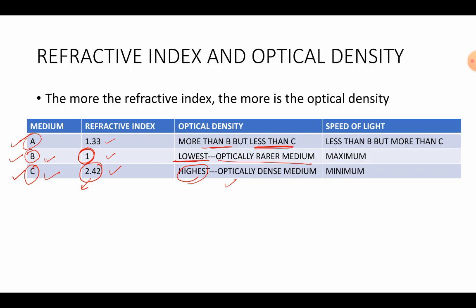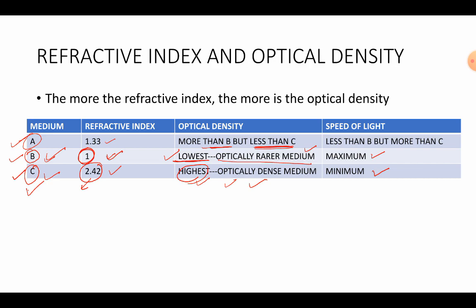Now, we all have done in the beginning of the topic that optical density also defines the speed of light. So if a medium has very high optical density, the speed of light will be less in that. So since C has the highest optical density of all the three, the speed of light will be minimum. And in the case of B medium, since the optical density or the refractive index was the minimum of all, its optical density is the least of all the three mediums, so the speed of light will be maximum.